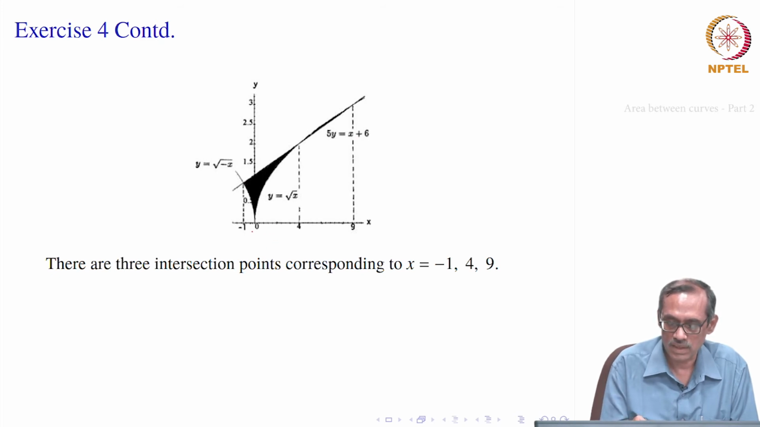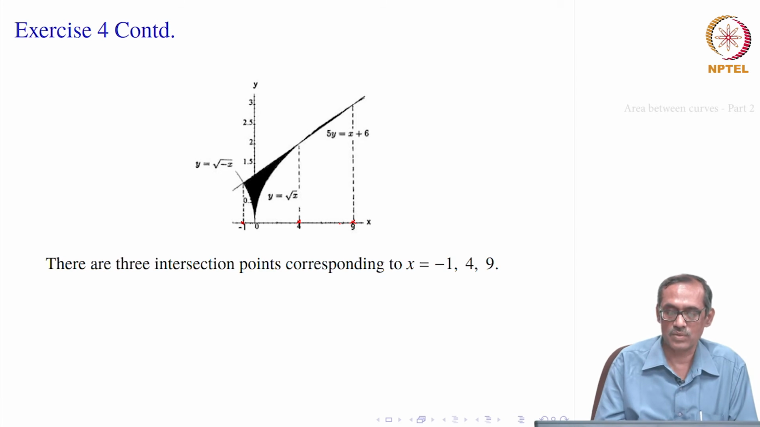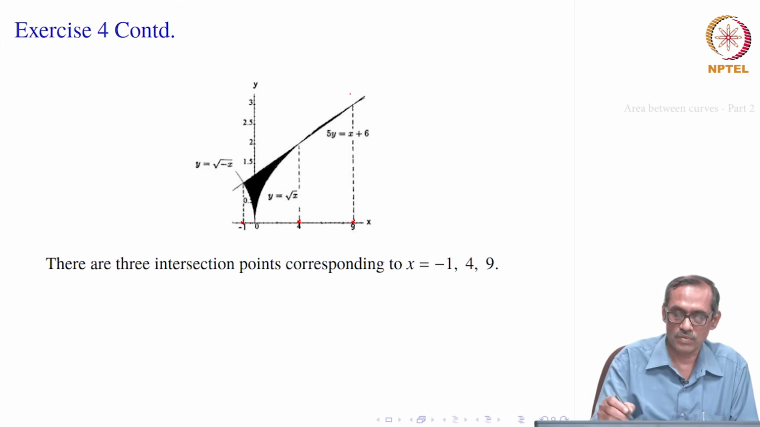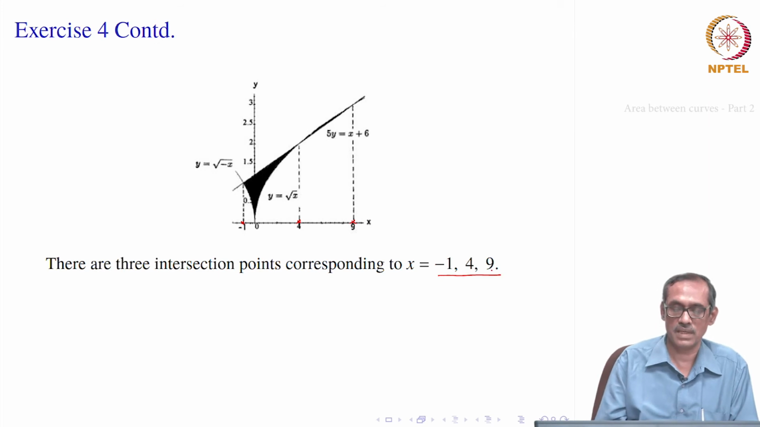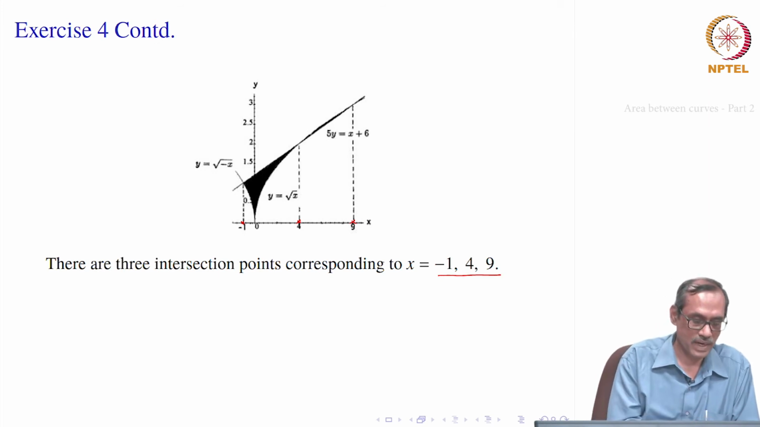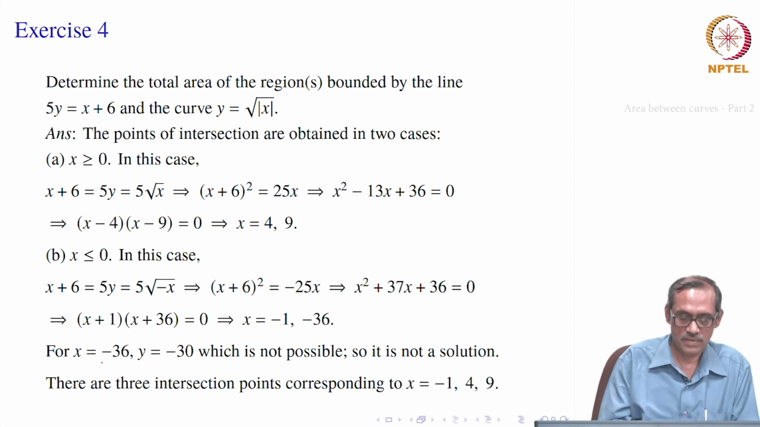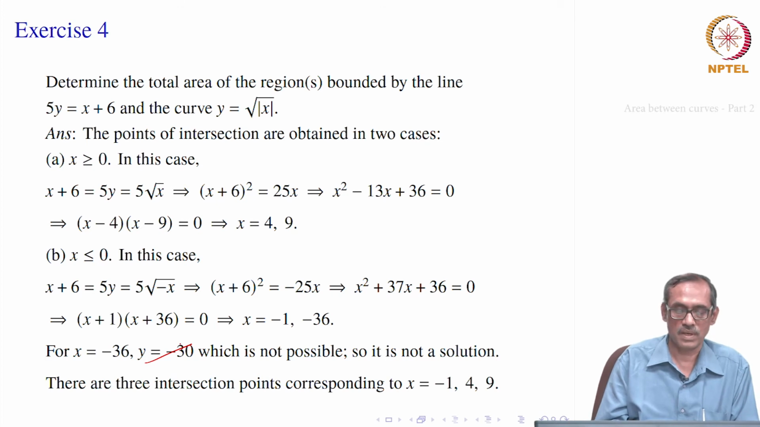and all the other things we get corresponding to minus 1, corresponding to 4, corresponding to 9. They are actually the points. Okay. So, we want to find out the area of these regions. Actually, we have only 3 points of intersection, not the fourth one. Okay. So, that is what we say, if x equal to minus 36, this will not be a possible solution, okay, because x is less than or equal to 0 and y becomes 6.